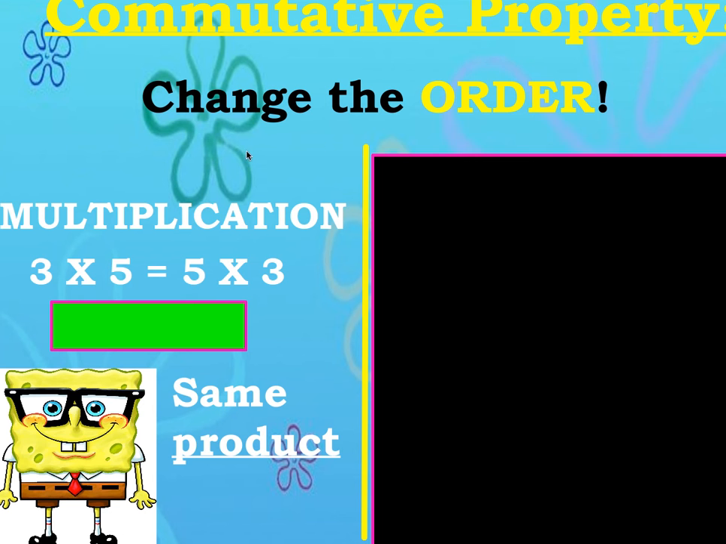Okay? Taking a look at this problem, we're doing multiplication this week. 3 times 5 is the same as 5 times 3, okay? So what is 3 times 5? I'll give you a second. 3 times 5 is 15, right? What's 5 times 3?